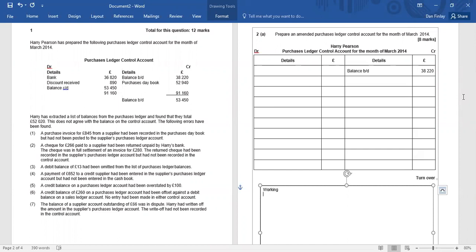It gets all the information from the journals, the books of prime entry, and works out what the total balance should be for either all the customers, if it's a sales ledger control account, or all the suppliers, if it's a purchase ledger control account. And then separately, you would total up all the balances from the ledger accounts, so from the T accounts. And if those two totals match, the control account and the total of the T accounts, then that suggests there are no errors.